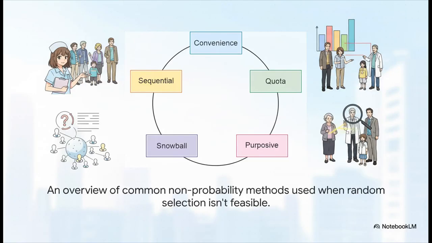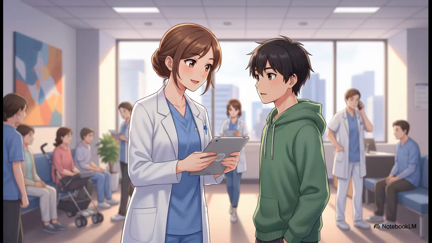And just like before, there are a few common ways to do this. We're going to look at convenience, quota, purposive, and snowball sampling. Let's get into them. Okay, the one you'll see most often, by a long shot, is convenience sampling. And it is exactly what it sounds like. Researchers just include people who are easy to get, the most convenient.